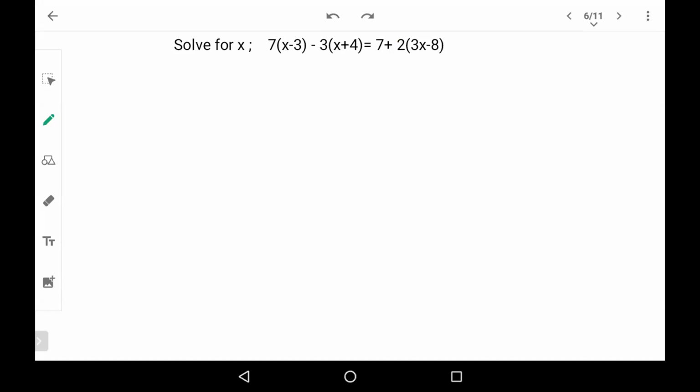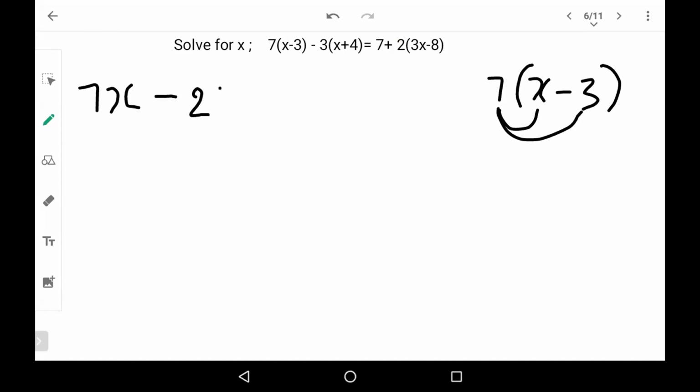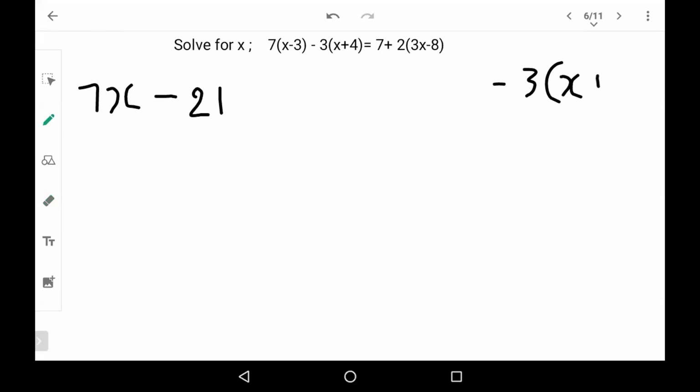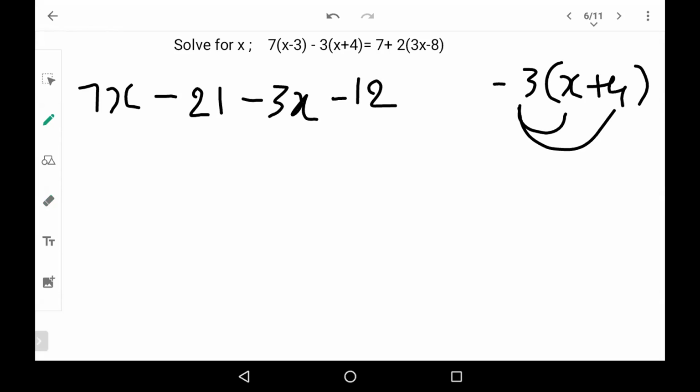So first, as usual, we will remove the brackets. So 7 into x minus 3. 7 into x is 7x, and 7 into minus 3 will give me minus 21. Now let us go to the next expression. Minus 3 into x plus 4. So minus 3 into x will give me minus 3x. Minus 3 into plus 4 is nothing but minus 12.